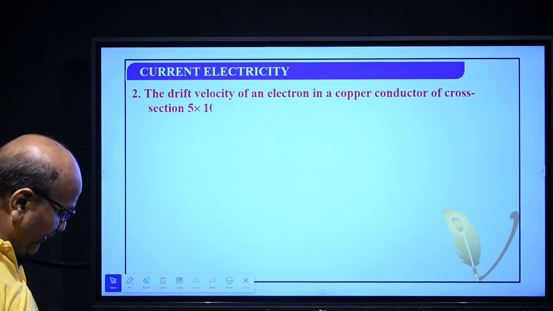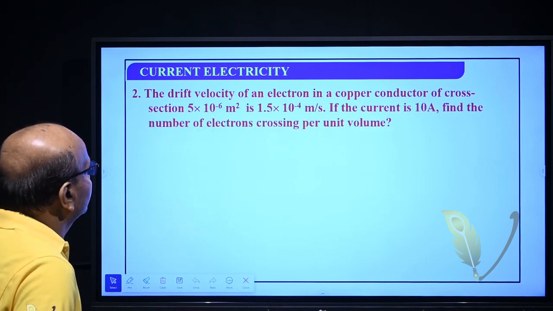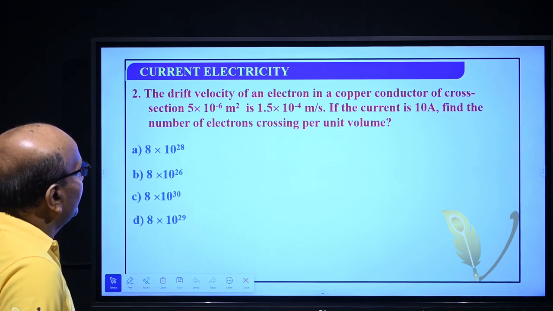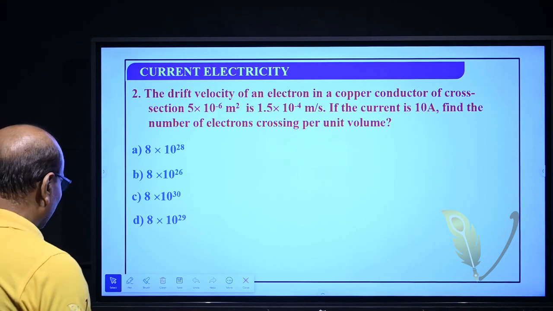The drift velocity of an electron in a copper conductor of cross section 5 into 10 to the power minus 6 meter square is 1.5 into 10 to the power minus 4 meter per second. If a current of 10 ampere flows through it, find the number of electrons crossing per unit volume.